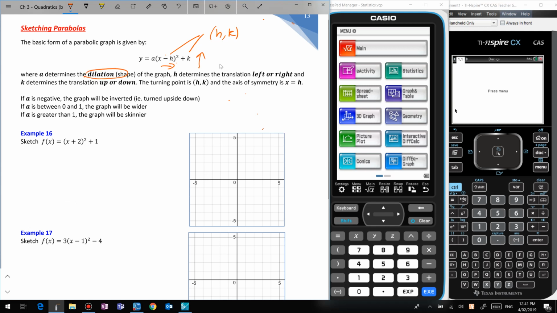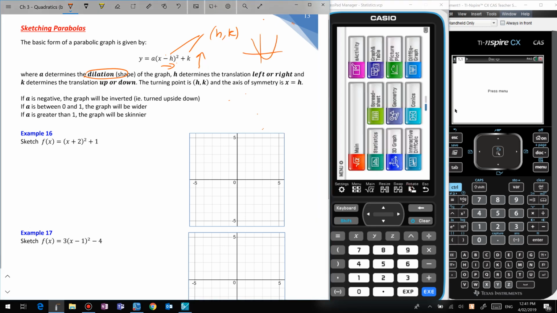Okay, and I've said all that stuff here. Dilation changes the shape of the graph. h determines the translation left or right. k determines it up or down. The turning point (h, k), and the axis of symmetry is x equals h. The axis of symmetry is where the graph is symmetrical about. So here, it's the middle of the graph, and we can see that side and that side are symmetrical. It's a mirror image. So the x value of the turning point is where it's symmetrical.